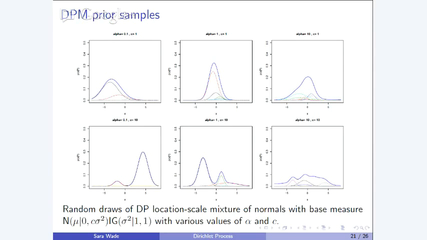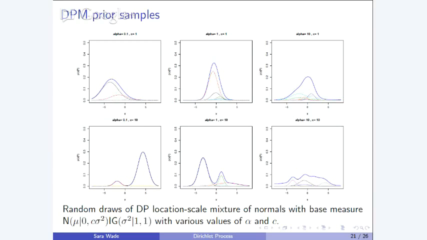So this is the base measure I chose for the Dirichlet process. It's just the conjugate prior, so it's the normal inverse gamma. I fixed the mean of my base measure to 0, and the parameters of the inverse gamma to 1, 1. And here are samples with different values of alpha, the precision parameter of the DP, and C, this parameter here of the normal inverse gamma.